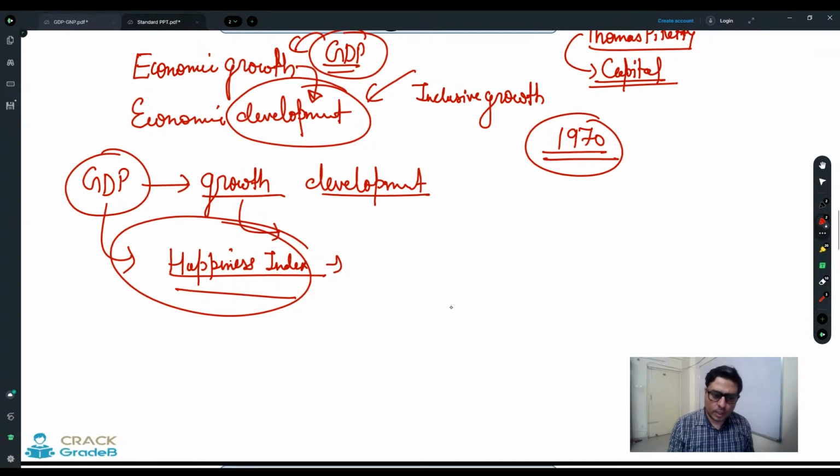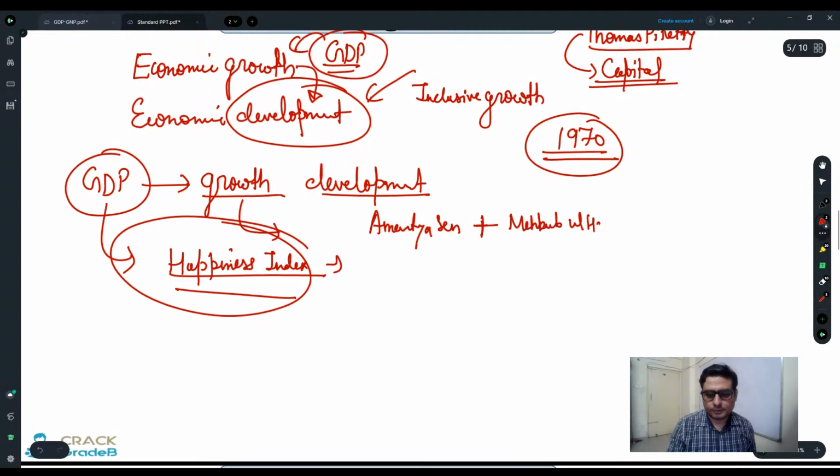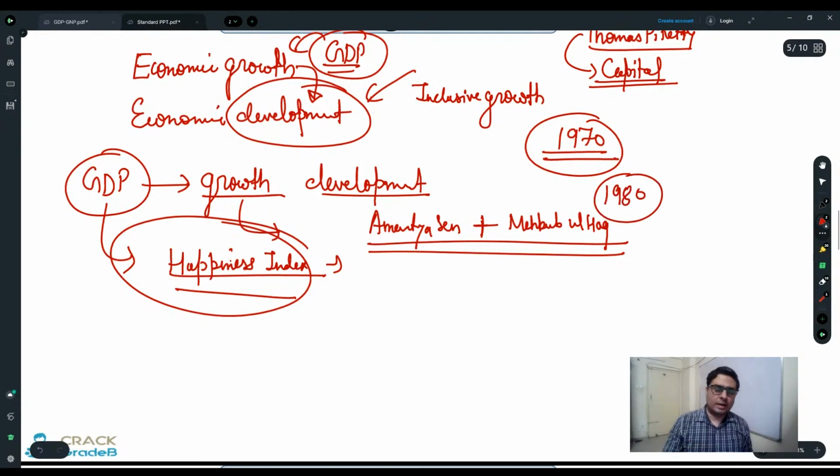However, two economists, one from India, Amartya Sen, and another from our beloved, friendly neighbor country Pakistan, Mahbub ul Haq, started a study on this in the 1980s to devise a formulation by which growth and development could be quantified, and with that they came up with the Human Development Index, HDI, right?